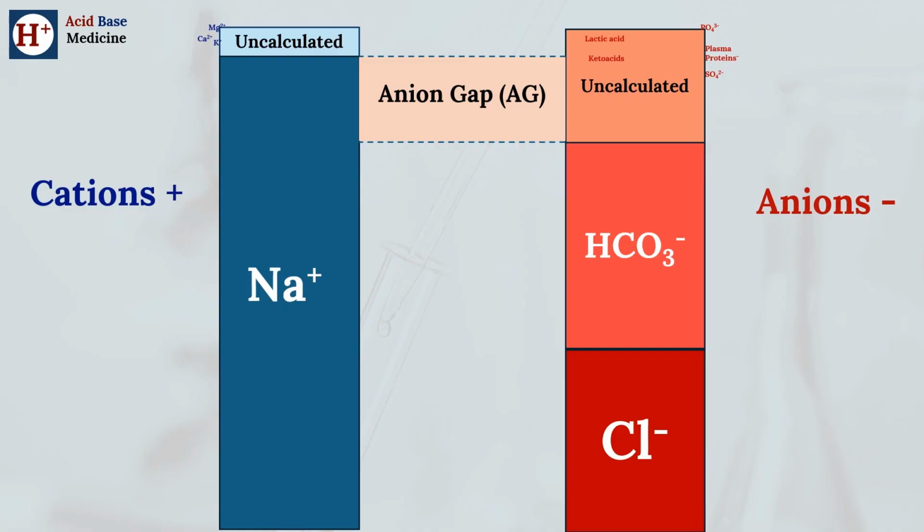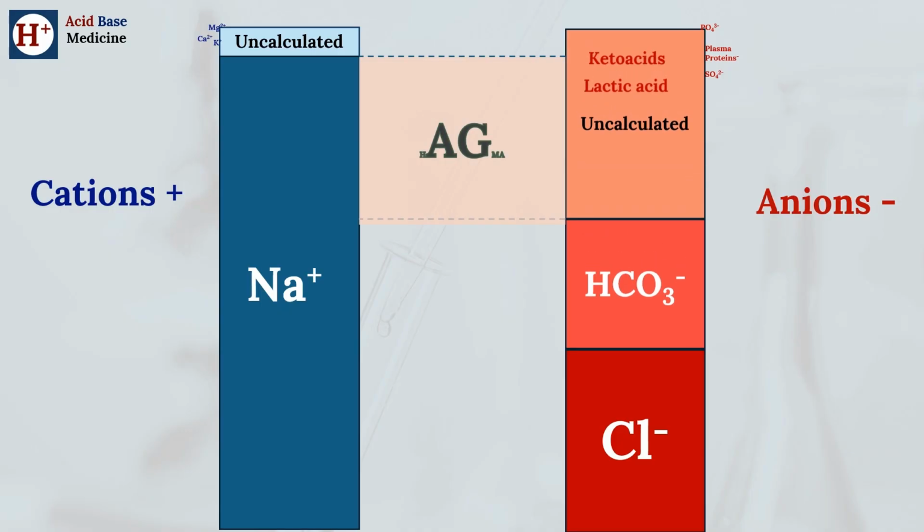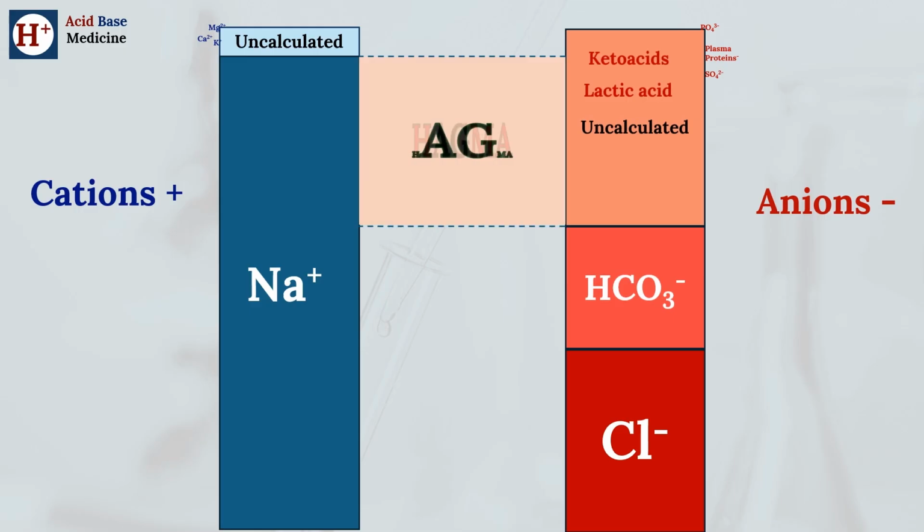Once a diagnosis of high anion gap metabolic acidosis is reached, the next step involves identifying the underlying cause. The mnemonic MUDPILES is commonly used to remember the causes.